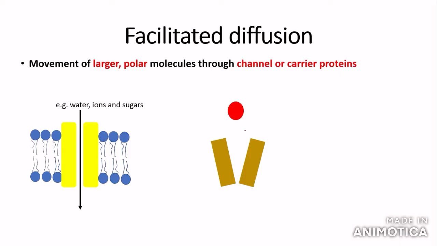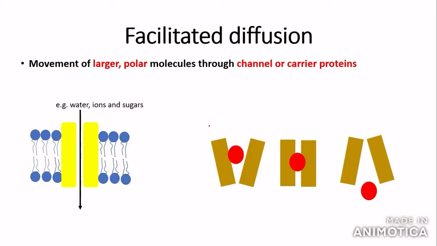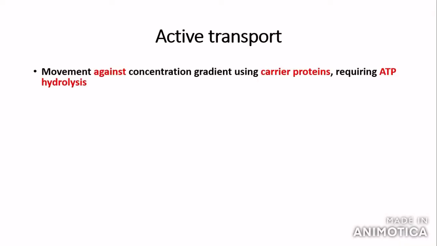So you have your molecule here, for example your sugar or amino acid, and this moves in to the carrier protein. Now what happens here is the carrier protein changes its tertiary structure, so the binding of what we call the substrate, for example the sugar, changes the tertiary structure of the carrier protein, which allows the molecule to be entered into the cell.